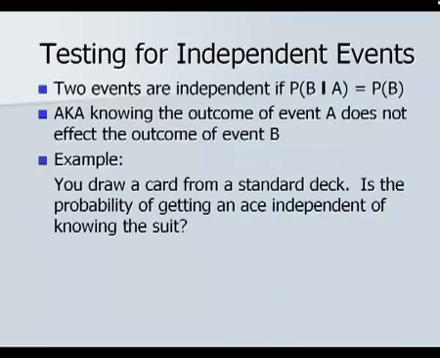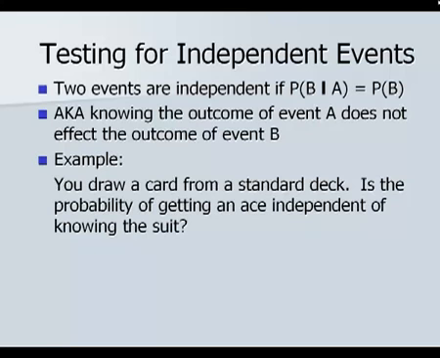Testing for independent events. Two events are independent if the probability of one under the given condition of the other is the same as that probability whether you knew the condition or not. Okay? In other words, the probability of B given A is still the same probability as B by itself. Knowing the outcome of A does not affect the outcome of B. That makes them independent events.